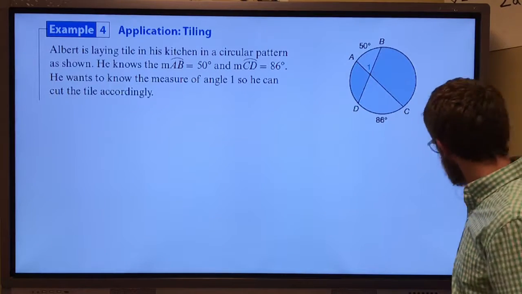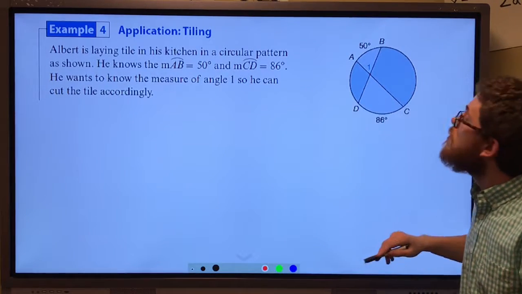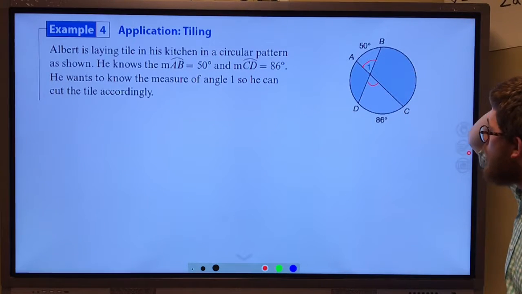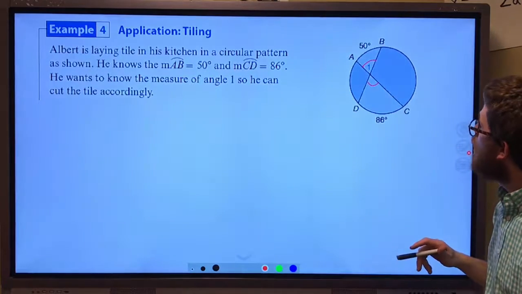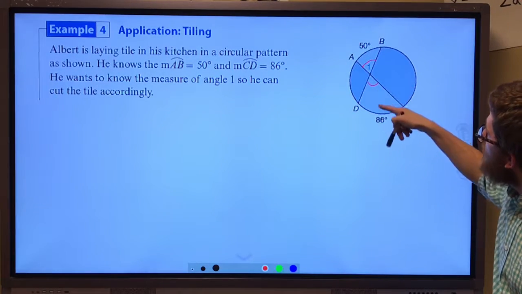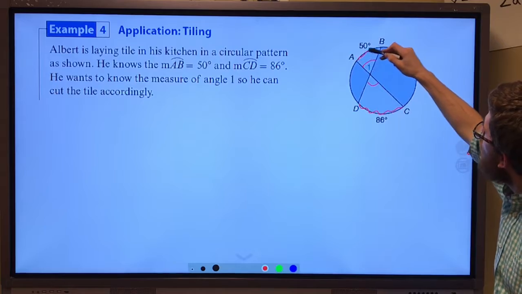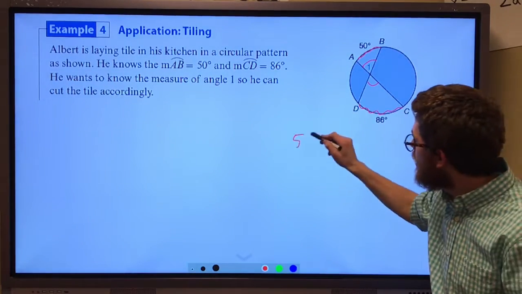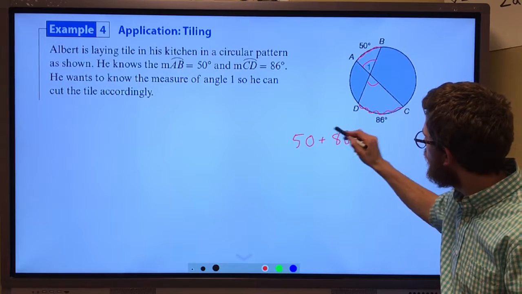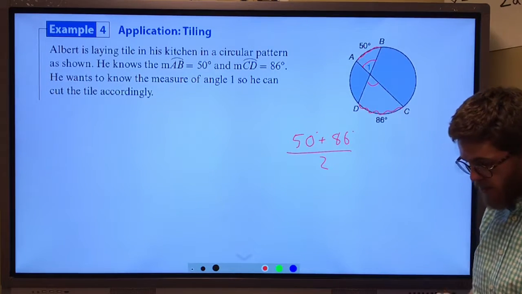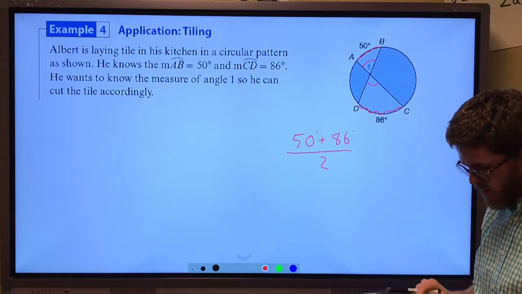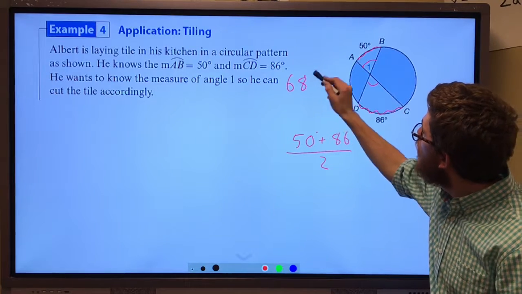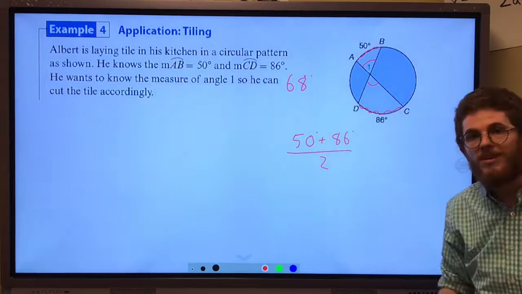Finally here, angle 1 would have the same measure as this angle down here. And so we can see that it opens up into this 86-degree arc, it opens up in this 50-degree arc. It is going to be the average of 50 and 86 degrees. Add them up, divide by 2. 68 degrees. Angle 1 would have to be 68 degrees. Both of those would be the same measure.